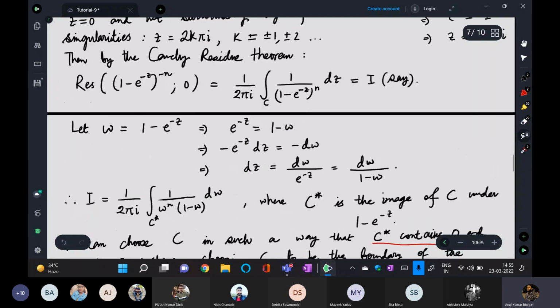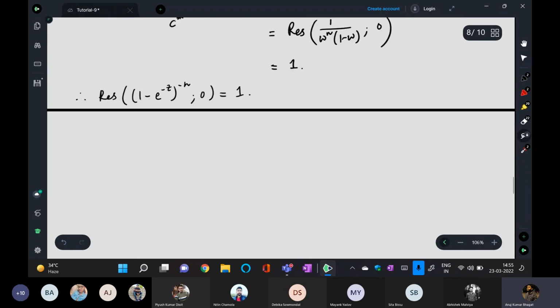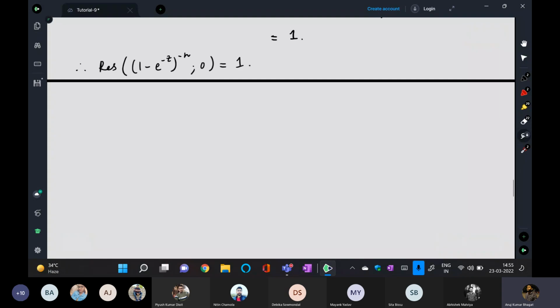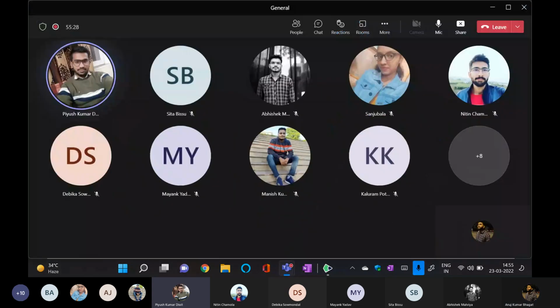Okay, so we have some time, or let me see what I can do. Hello sir. Sir, please explain the definition of a meromorphic function once. What did you say? Please clarify the definition of a meromorphic function once. Just a minute.